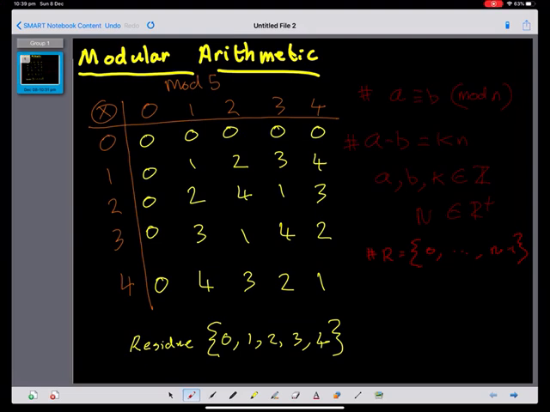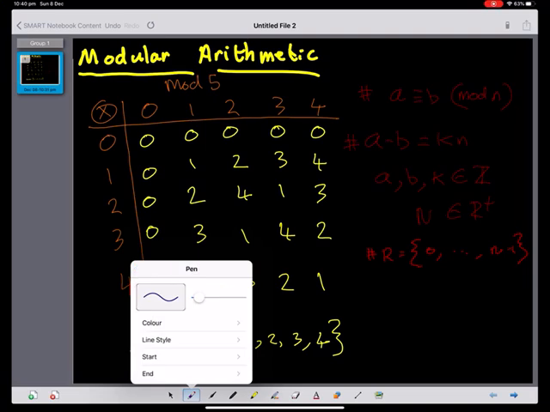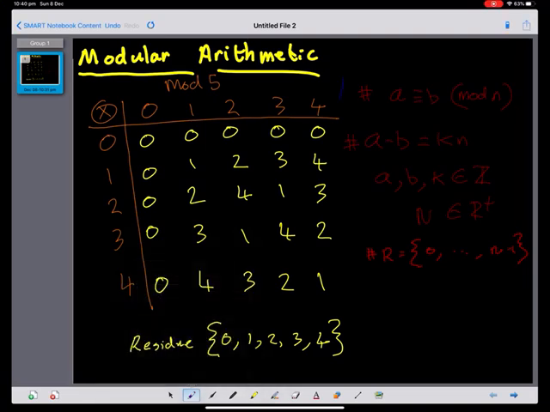This is an introduction to modular arithmetic. So I've just completed a modular arithmetic table, and see if you can pause the video and explain where the answers came from. You can ignore the blue box here. So pause the video and see if you can come up with the answers.